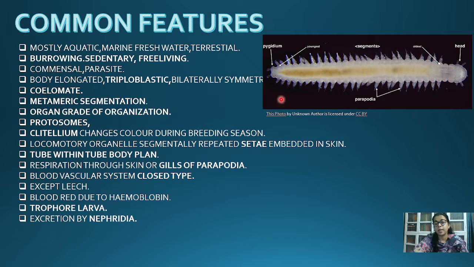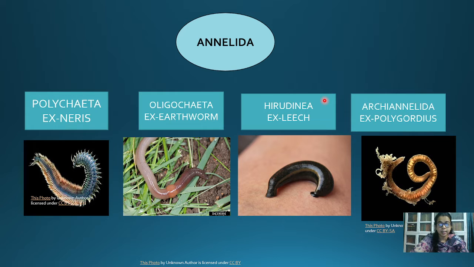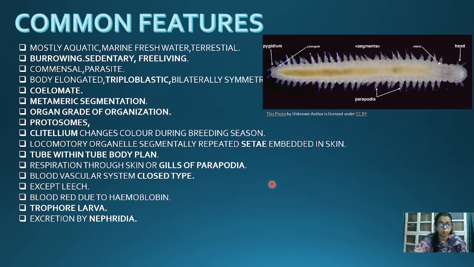Moving to the important part, their blood vascular system, or simply the circulatory system, is of closed type except that of the leech. The leech shows the open type of circulatory system. This is an important feature to be noted down. Their blood is red in color due to the presence of hemoglobin, as in human beings. One more important feature is that they have both direct as well as indirect development. If they undergo indirect development, then the larval form is known as the trochophore larva. Another point is that their excretion is by specialized organs known as nephridia.